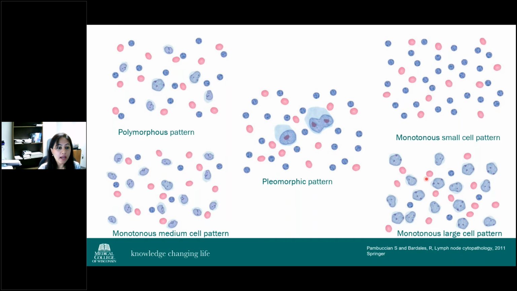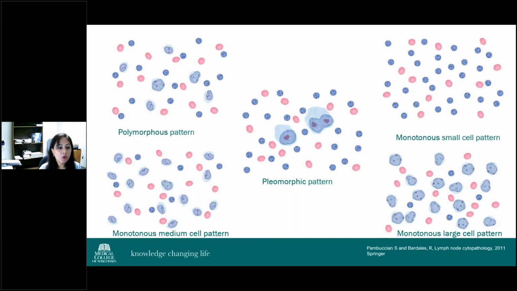If we look at the monotonous patterns, it is basically which cell type predominates. You can always still have some smaller lymphocytes mixed in with the large cells, but what we are looking at is essentially the predominant cell type. And lastly, we have the pleomorphic pattern, with large scattered pleomorphic cells which may or may not have very prominent nucleoli. The question there would be, are these lymphoid or are these carcinoma cells?